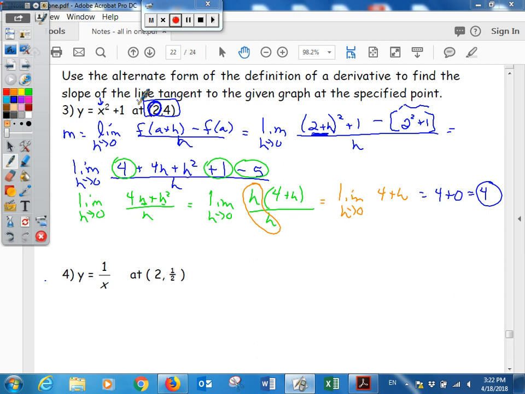Now that doesn't help you if you want a general formula that you could use for any point, but if all you care about is the slope at one specific point, then that's easier to work through the math.